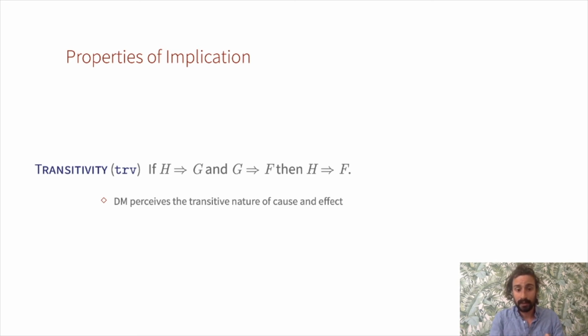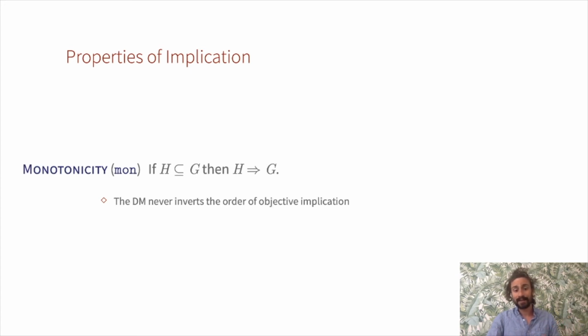Well, we would want it to be transitive, right? I mean, these are rationality axioms, which are not the full rationality axioms, but are pretty close. So we want it to be transitive. If H implies G and G implies F, then H implies F. So this is that the decision maker perceives the true transitive nature of cause and effect that pervades our actual universe. The second is monotonicity. So if H is a subset of G, in other words, if H in reality implies G, then he perceives that H implies G. So the decision maker never inverts the order of objective implication. It never goes the opposite way, right? You perceive the ones that are there. You might perceive extra, and that's as described before.